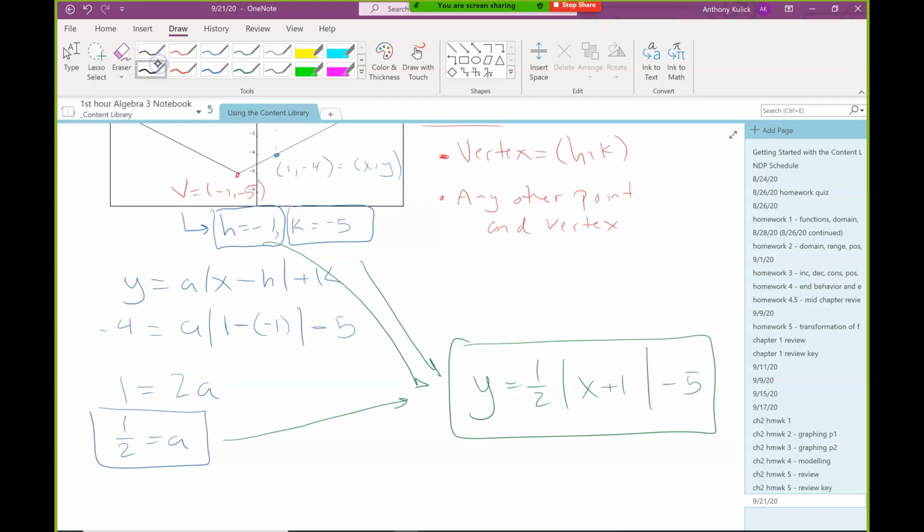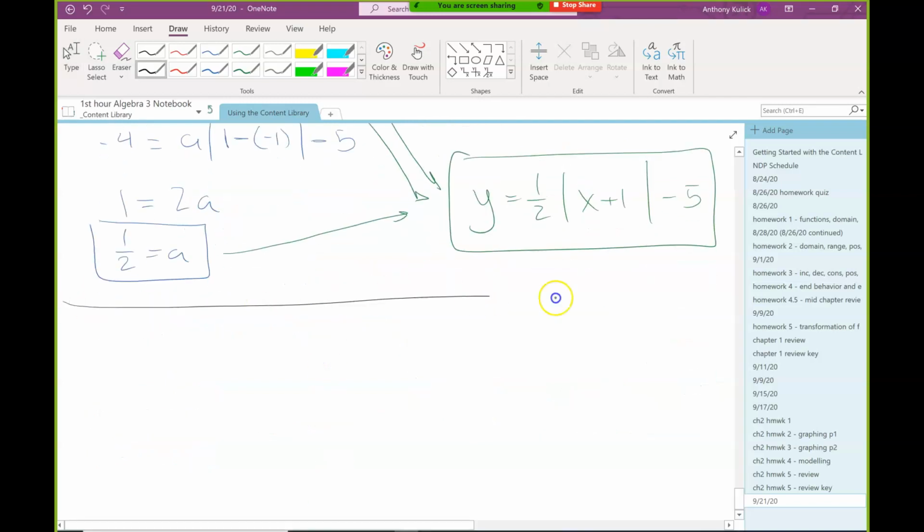Should we try one more? Let me generate a graph, and I'll let you guys work on that for a minute or two, and then we'll go through it. I'm going to give you guys a chance to do one on your own. Does that sound okay? Yes, sir.